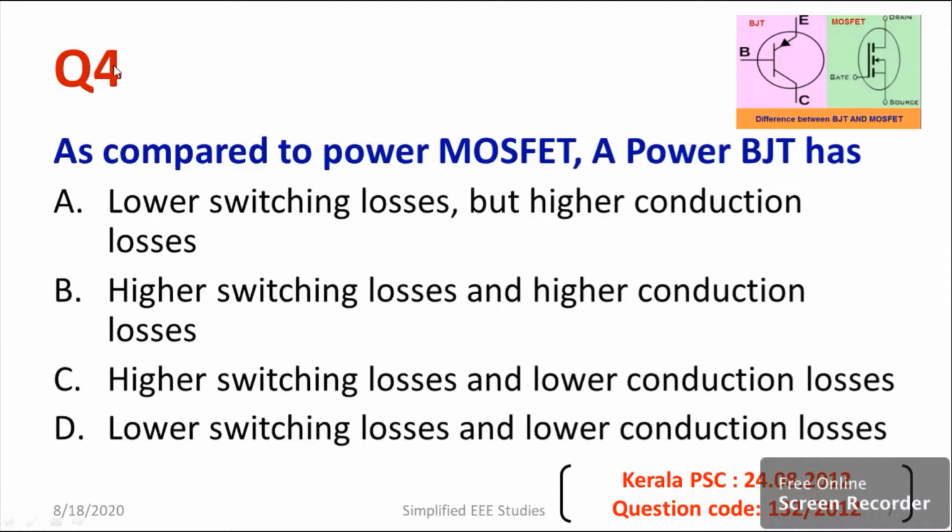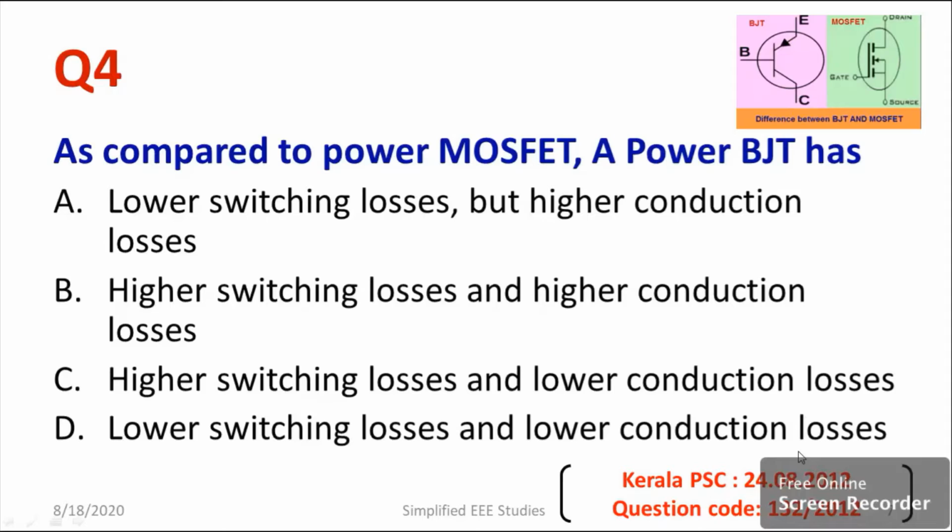I would like to explain question number 4. As compared to power MOSFET, a power BJT has: option A, lower switching losses but higher conduction losses. Option B, higher switching losses and higher conduction loss. Third option, higher switching losses and lower conduction losses. And final option, lower switching losses and lower conduction loss.